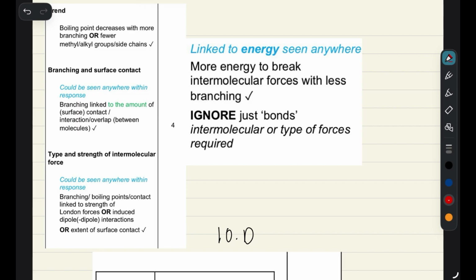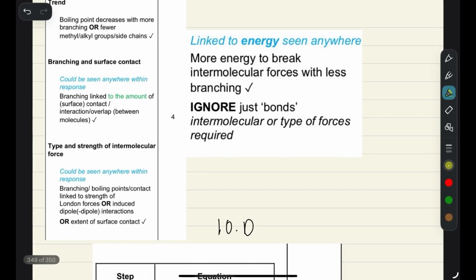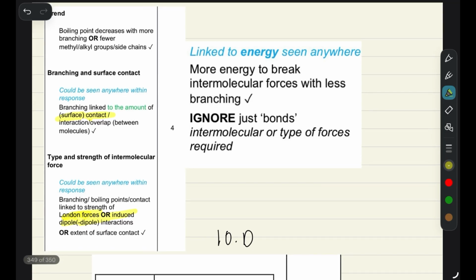Cool. Now, again, it was this key term, and like I say, it comes up in the mark scheme. Surface contact, or the area of contact. That's important. If you said that, then you can link it to the London forces or induced dipole, whatever you want to call it. And then if there's less branching or if there's more, just always link it to what you said. But more branching means that we have less intermolecular forces. That's how I'd go with it. Dave just put the opposite here. So make sure that you're following those steps when you're answering that question.